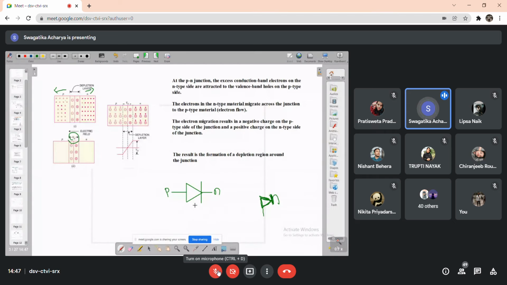That is your biasing. If I apply some external voltage or external potential, what happens to the flow of electrons inside the device will be seen by the process of biasing. Okay, you can write down the term biasing. Note it down. All of you, please note it down. The term biasing refers to the application of external voltage.